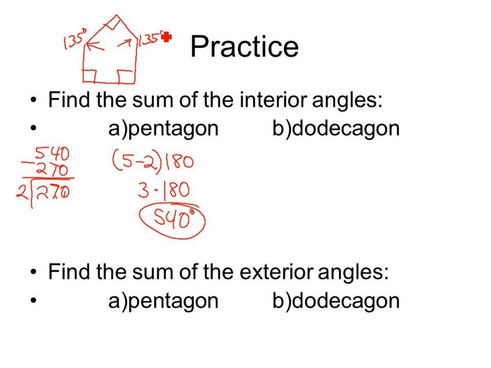Sometimes, if it's not a regular pentagon, they may give you like 3 or 4 or 5 of the angles, and then you've got to find the missing one by knowing what they all should add up to, and then subtracting off the ones that they tell you.